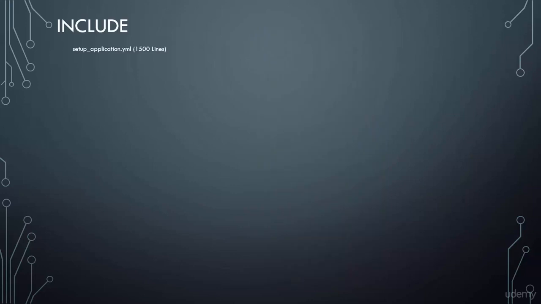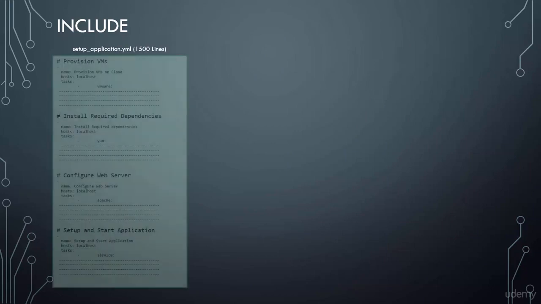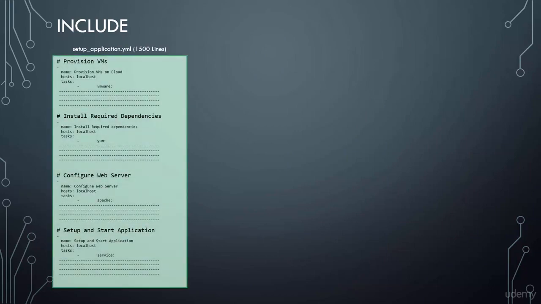Let's take a look at include statements first with a really simple example. Here we have a large playbook doing multiple things at once, including provisioning VMs, installing required dependencies, configuring web server, and setting up and starting applications. However, this playbook is approximately 1,500 lines long and is really difficult to maintain.